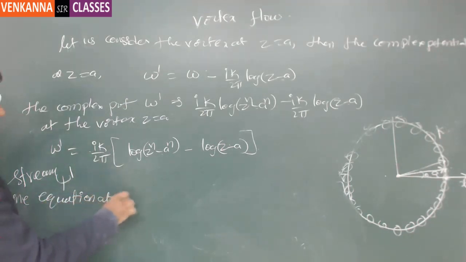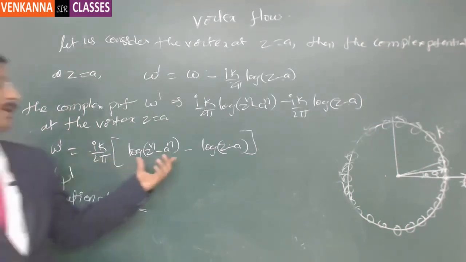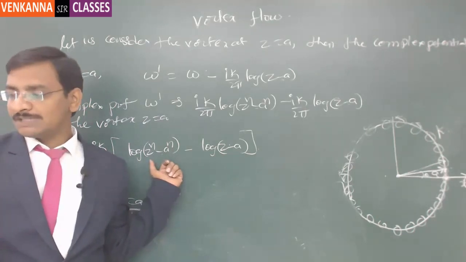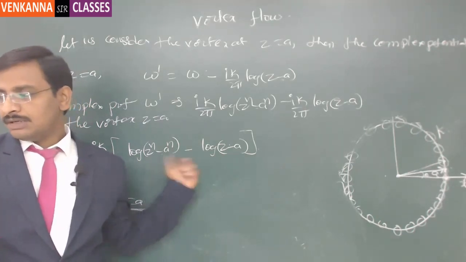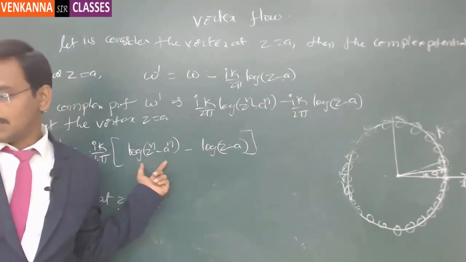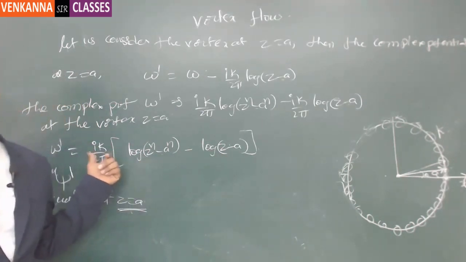At z is equal to a. So at this point we have the streamline equation. Now the streamline equation, if you wanted to identify here, z can be treated as x plus iy, right? And here actually x plus iy. Now the real part and imaginary part you can separate from this.